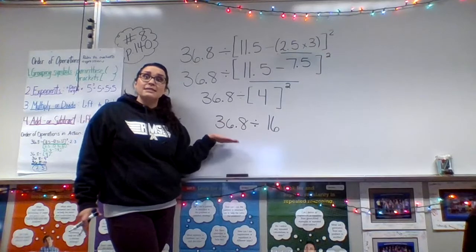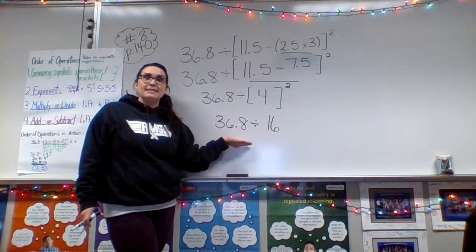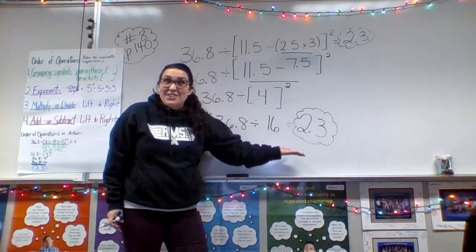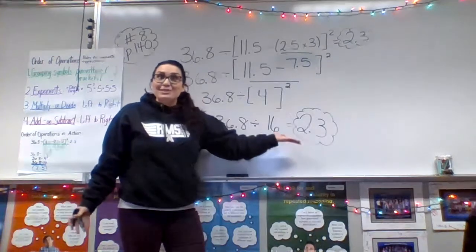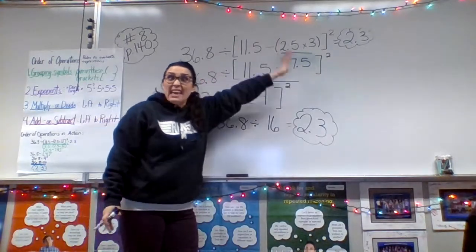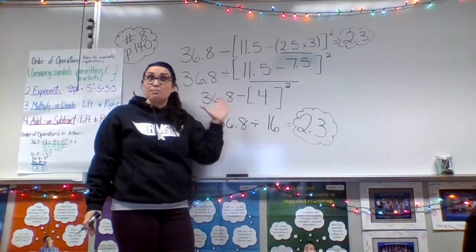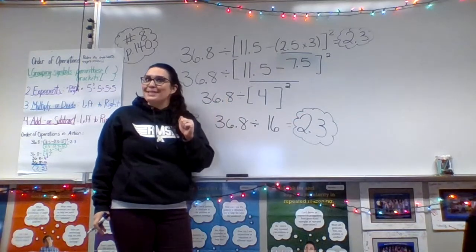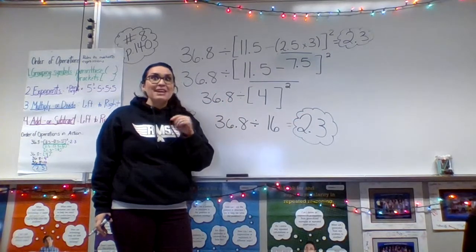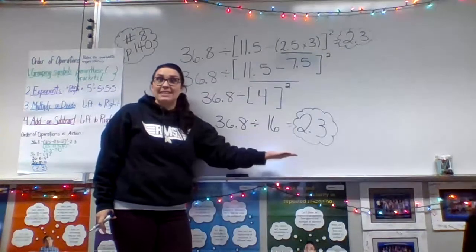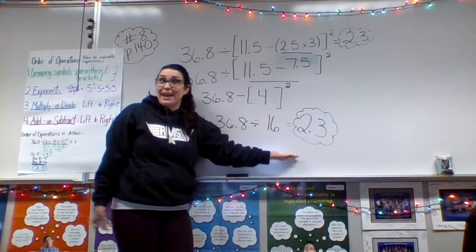So now let's think. What is 36 and 8/10 divided by 16? 2 and 3/10, right. So when we took this big, long, complicated expression and we followed those steps, those orders of operations, we were able to correctly solve it to get our answer as 2 and 3/10.